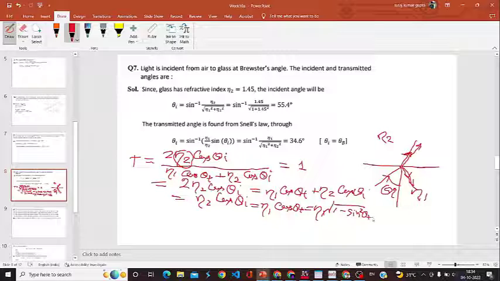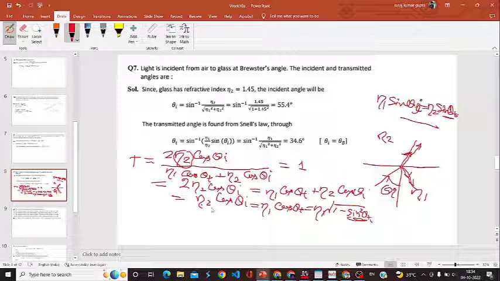So cos of theta t we can easily replace as root over 1 minus sine square theta t. As we know from Snell's law, eta 1 sine of theta I equals eta 2 sine of theta t. So from here we can determine the value of sine of theta t, which equals eta 1 over eta 2 sine of theta I. So we can put the value of sine of theta t here, by using Snell's law, and we will simplify this.